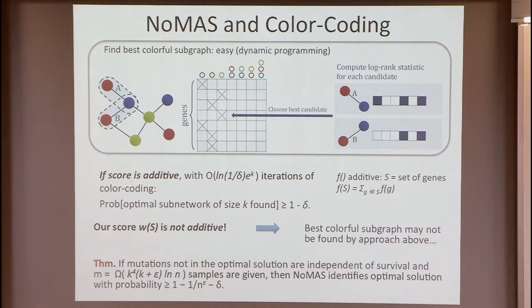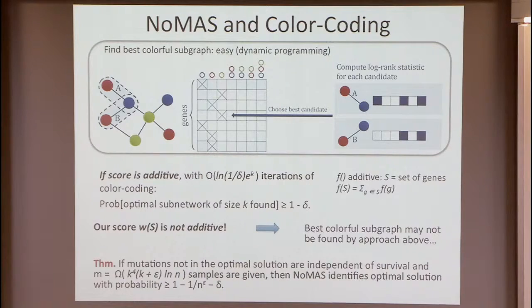However, what we prove in the paper is that under a model that we believe is reasonable for mutations and survival, if we have enough samples, using the approach based on color coding we will be able to identify the optimal solution with guarantees essentially similar to what we have for approaches in which the score is additive. So we don't lose anything when the data comes from a certain distribution by using the color coding approach.